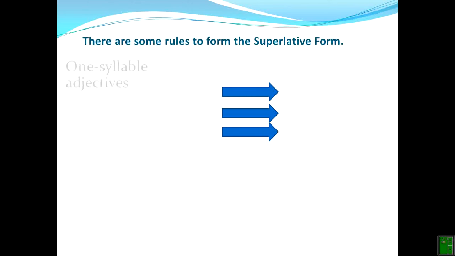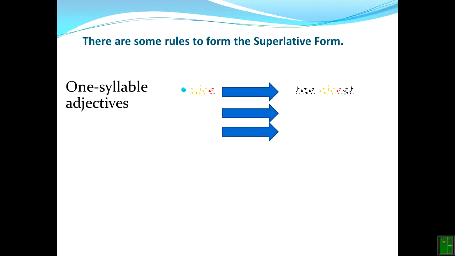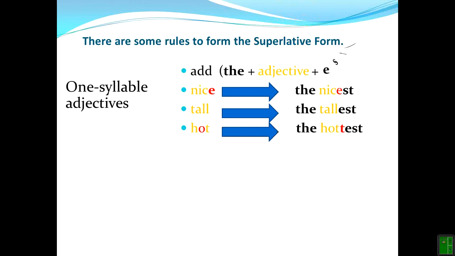Right, so here we have some rules to form the superlative form. Number 1, we have 1-syllable adjectives. These adjectives, like nice, tall, hot, they only have 1 syllable. You pronounce them once. You do not divide them. So the rule is to add the article the before the adjective, then you add est.